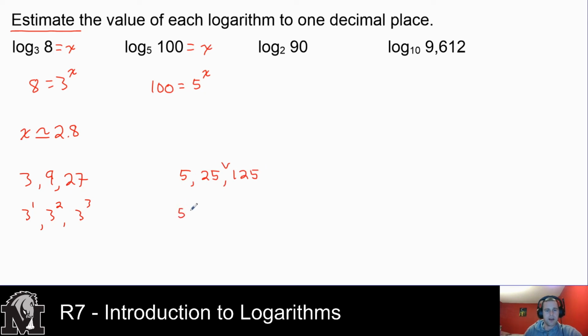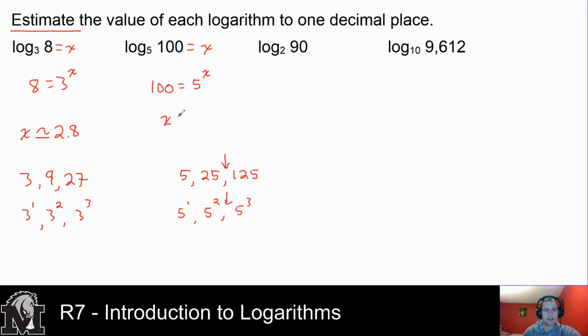So 5 is 5 to the power 1. 25 is 5 to the power 2. 125 is 5 to the power 3. So if this is where 100 is, 100 must be between 2 and 3. Now 100 is closer to 125 than it is to 25, so it's going to be more than 2.5. And all I'm really looking for is that you're getting on the right side of that halfway mark.